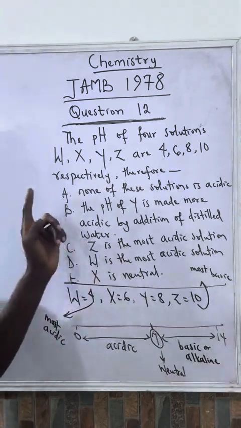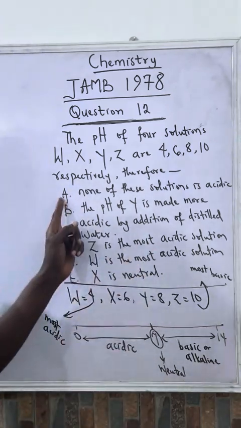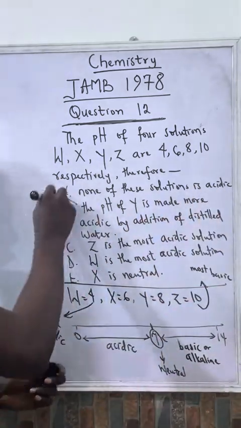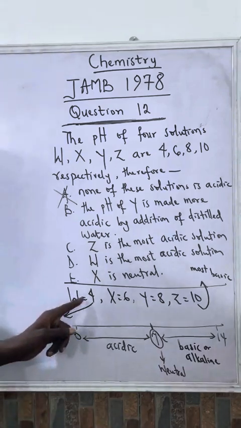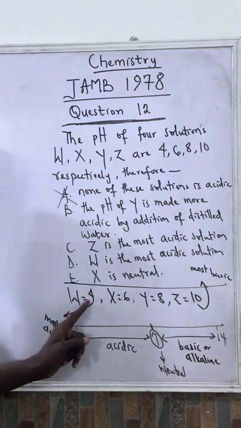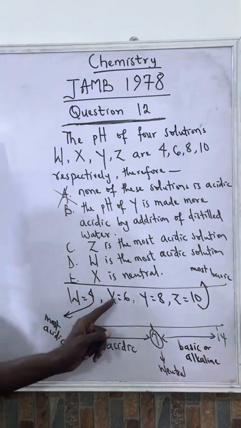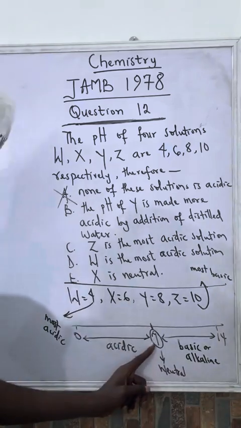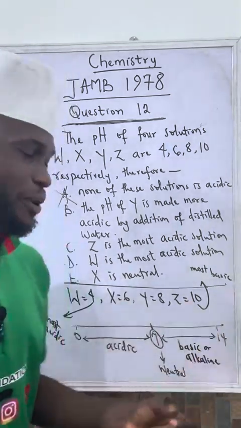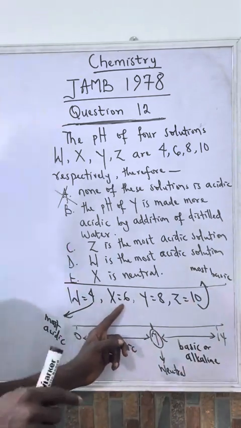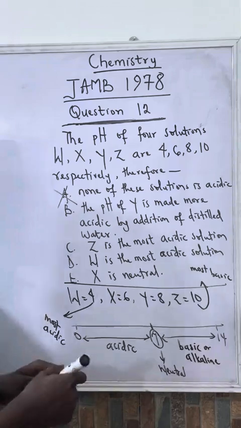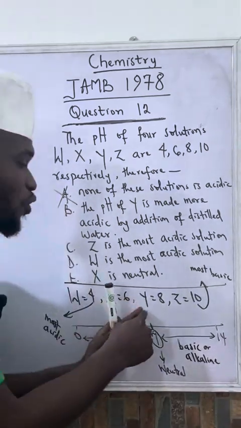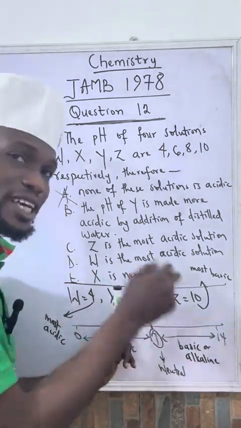So let us consider option A, whether it's correct. A says none of these solutions is acidic. This is wrong, because if you check, the pH of W is 4. This is acidic. In fact, the most acidic. If you check the pH of X, that is 6. So it is close to 7, close to neutral, but not neutral. It is still acidic. 6 is acidic. So that's why A is wrong. But Y is basic. Z is also basic.